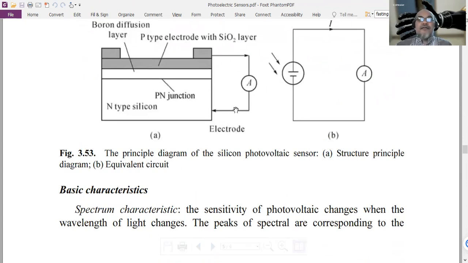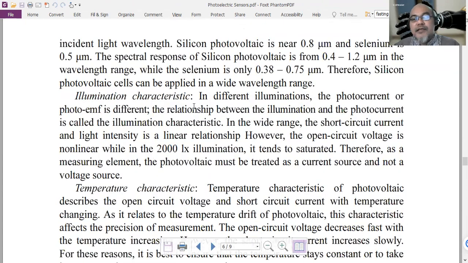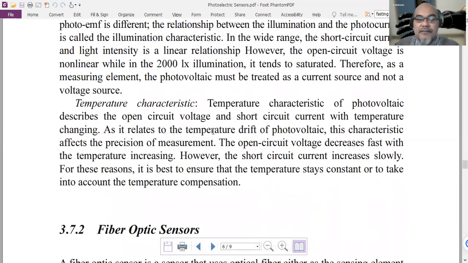The photovoltaic device, similarly, also has spectrum characteristics. It is sensitive towards a certain band of wavelength. For example, silicon photovoltaic is between 0.4 and 1.2 micrometer. Selenium is between 0.38 and 0.75 micrometer. It also has illumination characteristics: at different illumination, how much photocurrent or photoelectromotive force is being generated. There is a temperature characteristic as well, because it can create temperature drift of the photovoltaic.